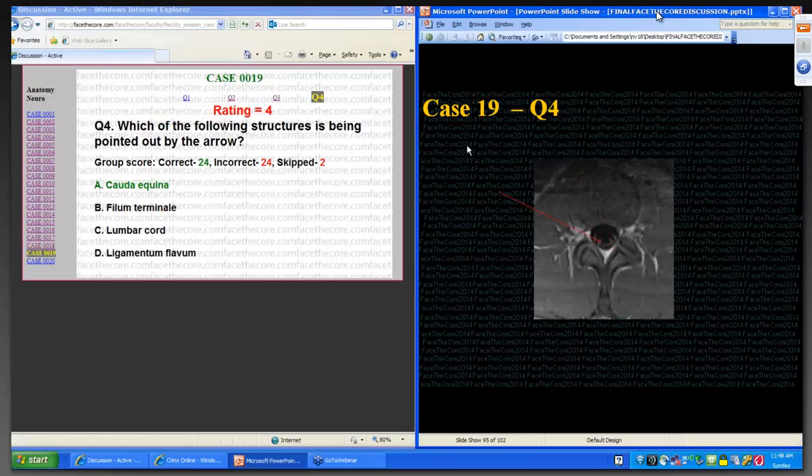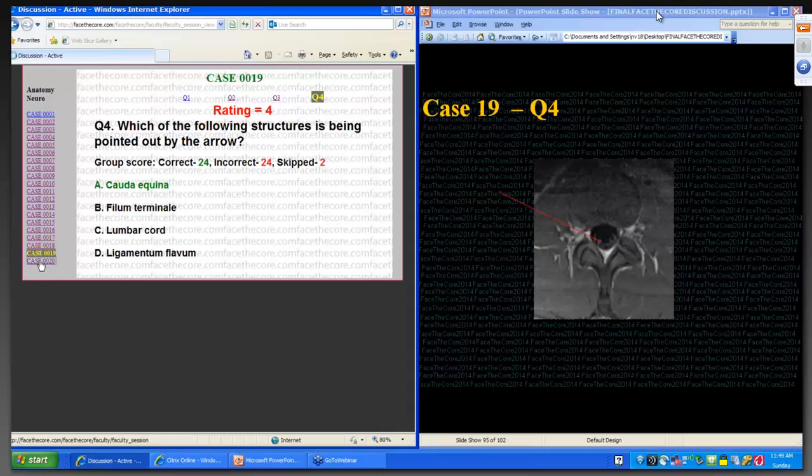The next question is which of the following structures is being pointed out by the arrow? Well, the nerve roots within the thecal sac are the cauda equina, and the cauda equina nerve roots will be within the thecal sac below the tip of the conus, which typically is at the L2 level. And you always want to look at abnormal enhancement of the cauda equina nerve roots, especially in the setting of leptomeningeal spread of disease.